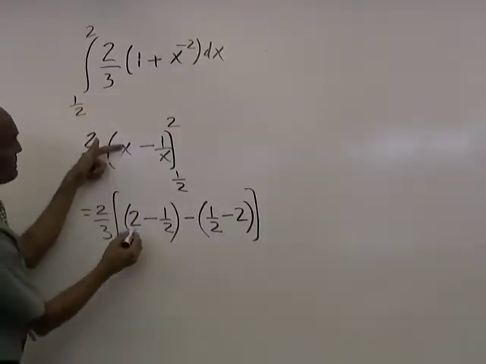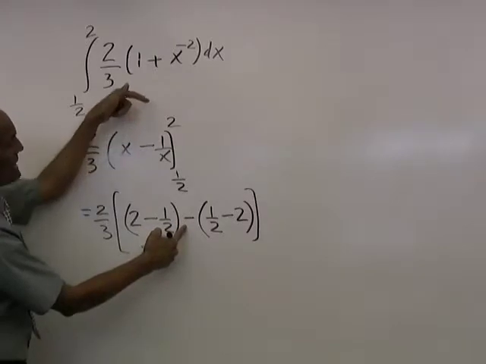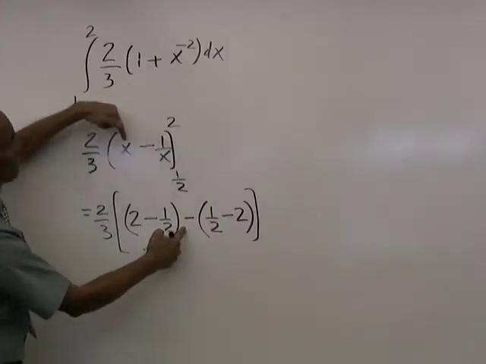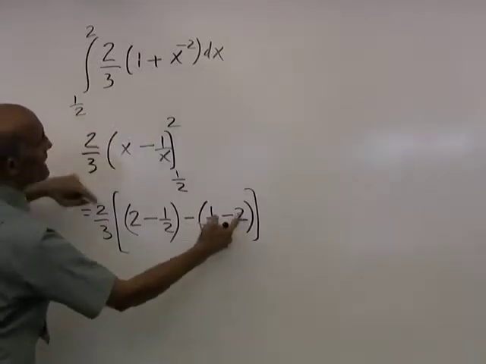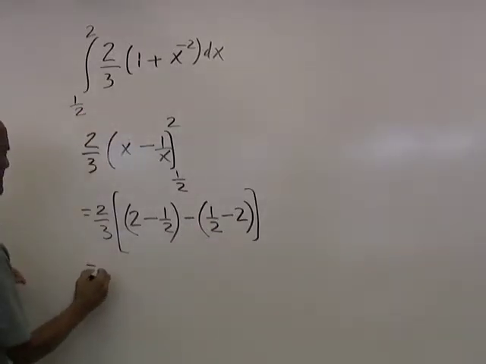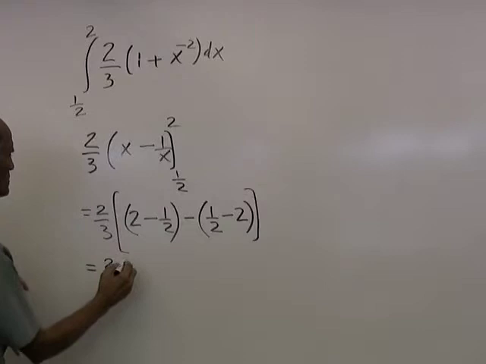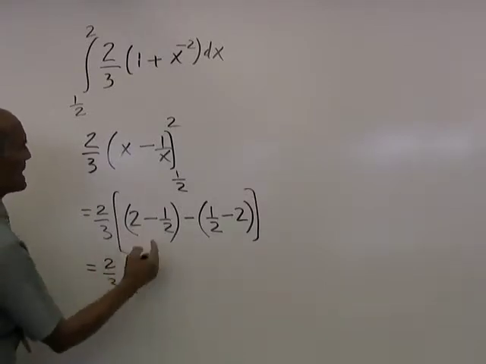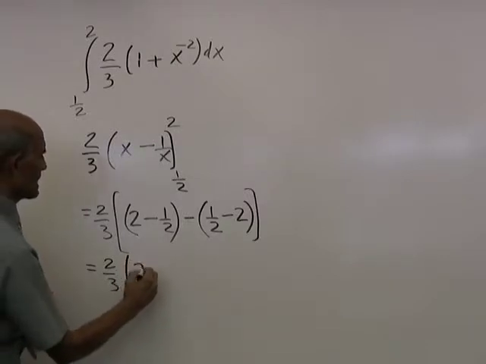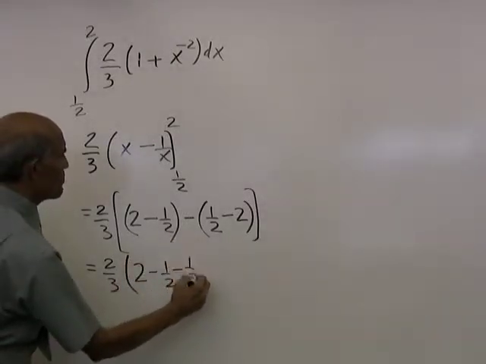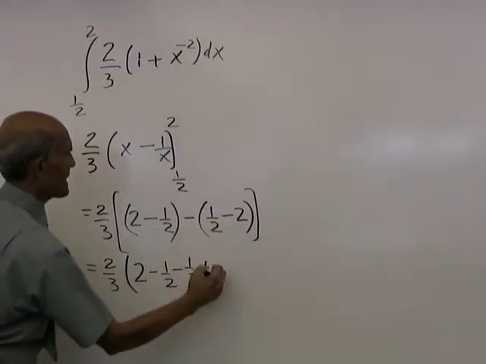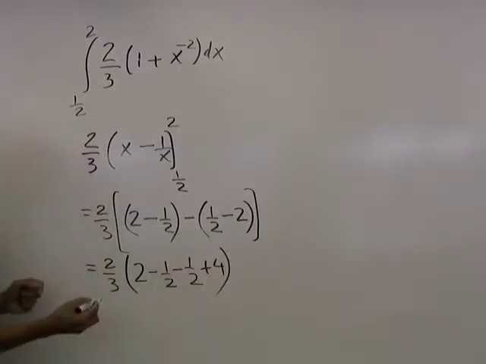So, it will be 2 minus 1 over 2 minus, x equal to 1/2 gives you 1/2 minus 1 over 1/2 is 2. And that will be 2/3 times 2 minus 1/2, let's leave it like that, 2 minus 1/2 minus 1/2 plus 4, that makes it very simple.